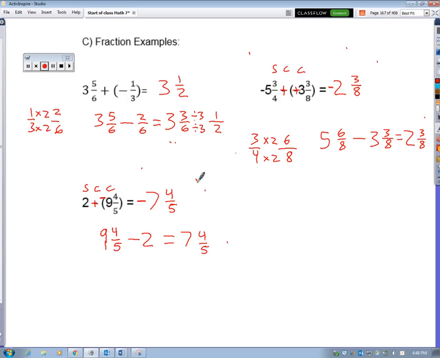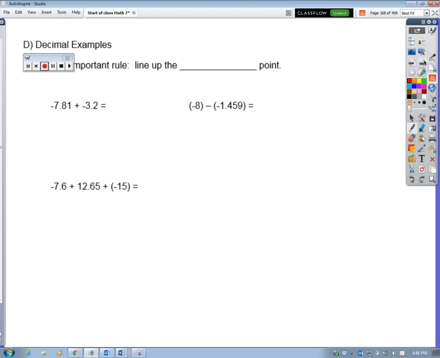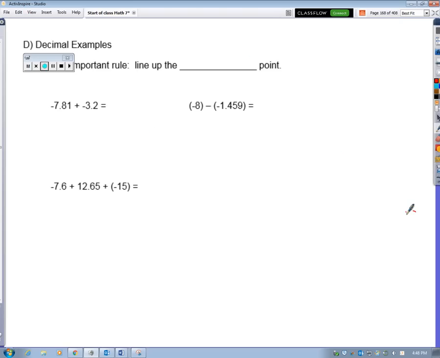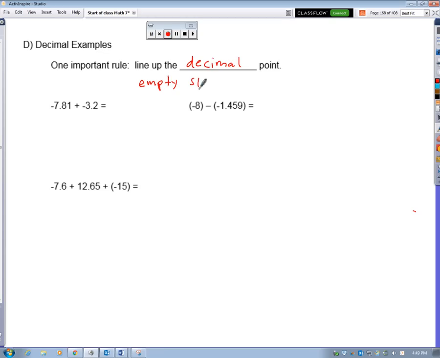Now let's get to our decimal examples, and we'll work a few of these out. Alright, important rule, the rules I told you from yesterday's video was to line up the decimal point. Okay, and I also told you another important rule, and that was to fill the empty spaces with zeros. Alright, empty spaces with zeros, because we are definitely going to need to use that here.